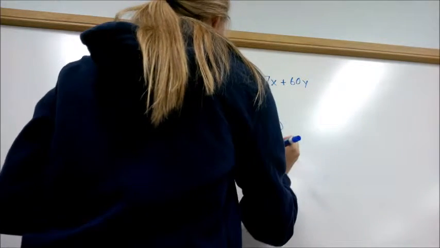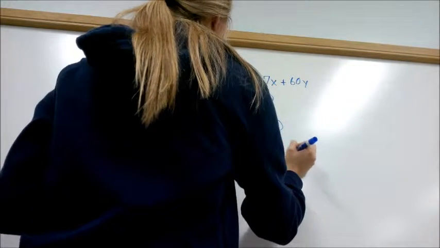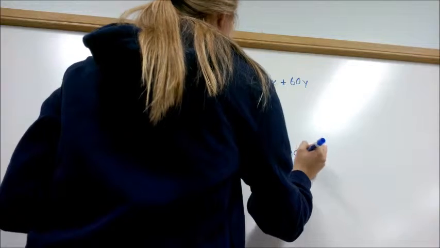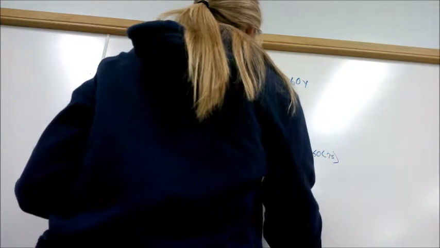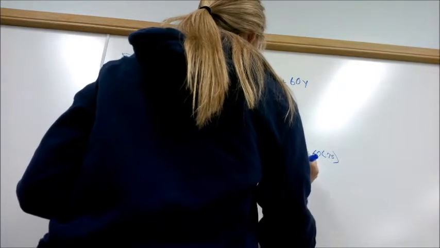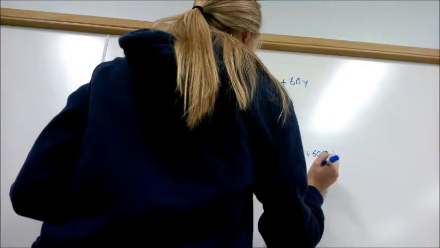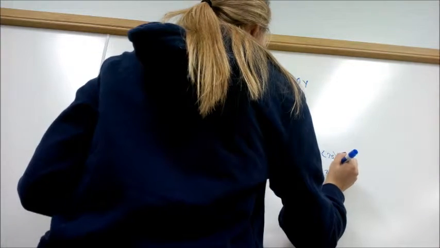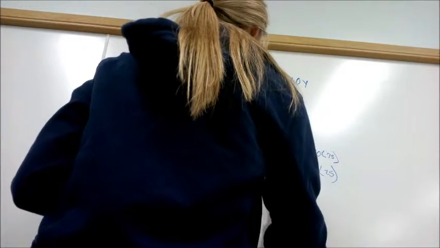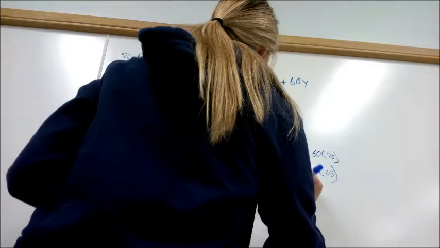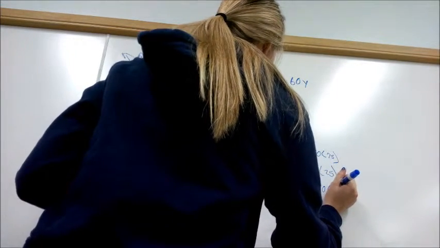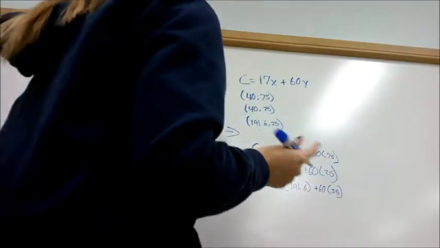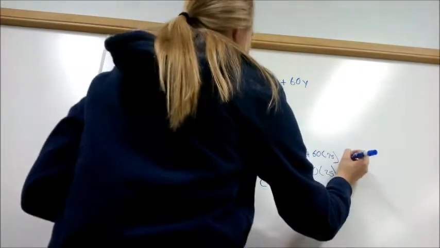So you have C equals 17 times 40 plus 60 times 75. C equals 17 times 40 plus 60 times 25. And C equals 17 times 191.6 plus 60 times 25. And then you just fill these in. So this equals.